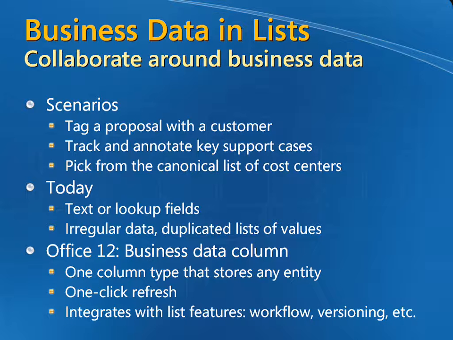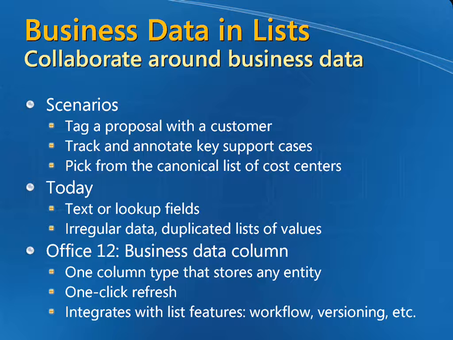So the business data in lists feature allows you to take data from the business data catalog and put it into lists. While it sounds useful, I think it's good to motivate it with a couple of scenarios. So let me motivate it with three scenarios. The first is, suppose I'm working on a proposal for a customer, and I store proposals in a document library. It would be nice to be able to tag that proposal with the customer, and not just type in the name of the customer, but actually pick that customer from my customer relationship management system.